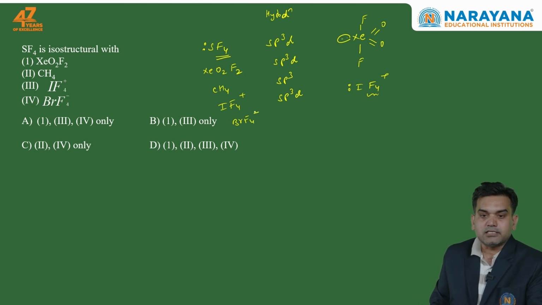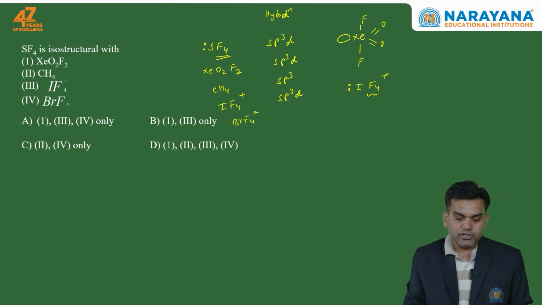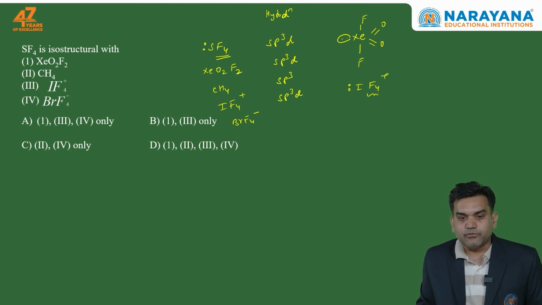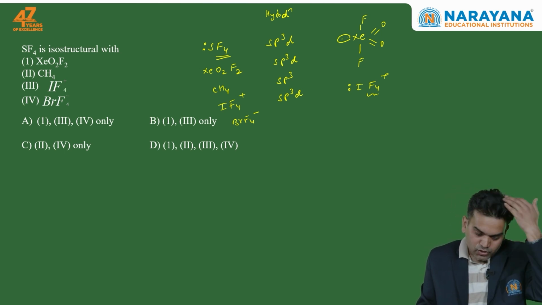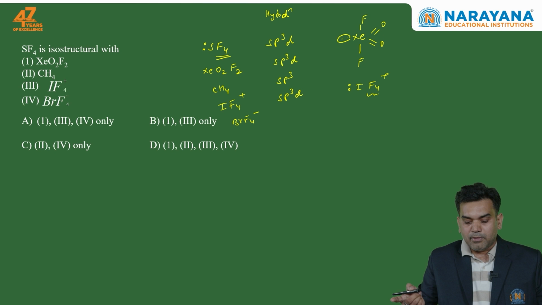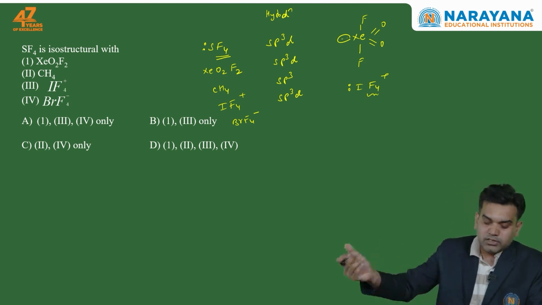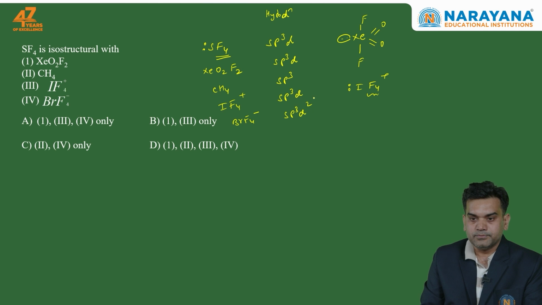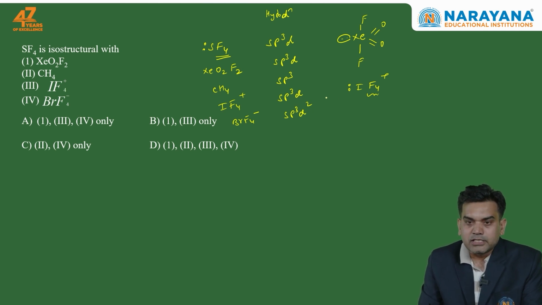BrF4 negative is derived from BrF3. If we add F negative to BrF3, we get BrF4 negative. BrF3 has 2 lone pairs and 3 bond pairs. By the addition of 1 F negative, it turns into 4 bond pairs and 2 lone pairs. So its shape will be square planar. Its hybridization is not sp3d, it is sp3d2, and the electron geometry is octahedral.